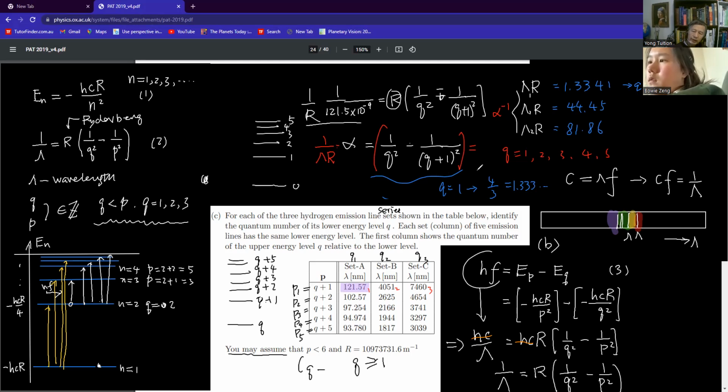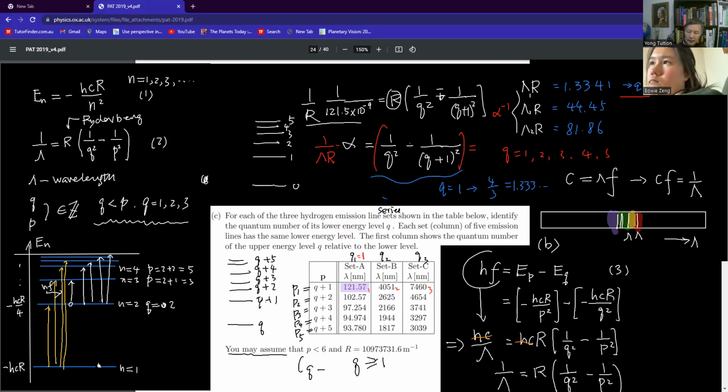So the objective is to determine the Q. We found it, right? So for the first set, what is the Q? Q equals one, right? If Q equals one, you can try different Q to compare with this reciprocal value. Oh yes, you got this first. Good. Very interesting.